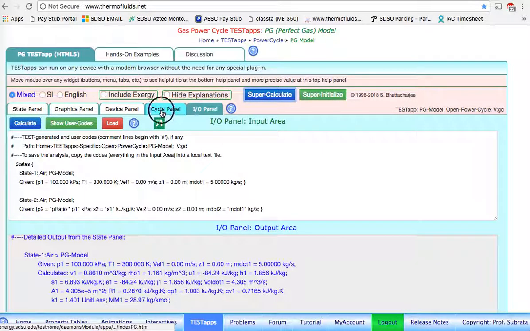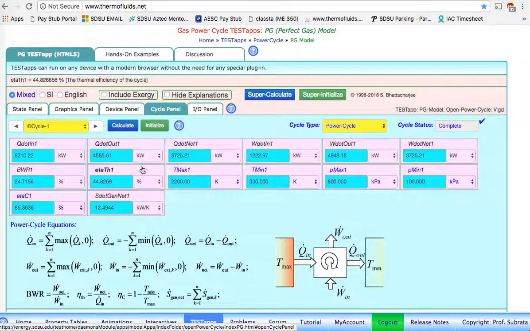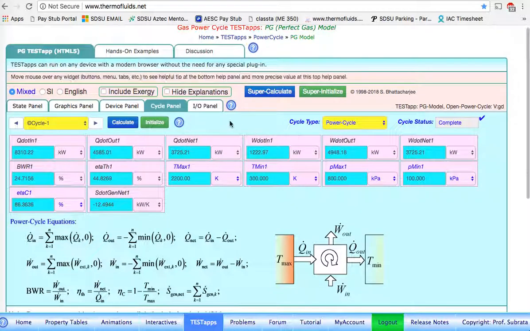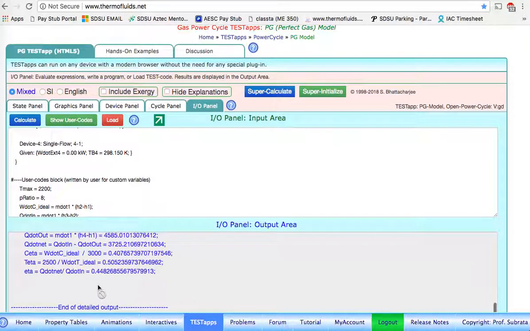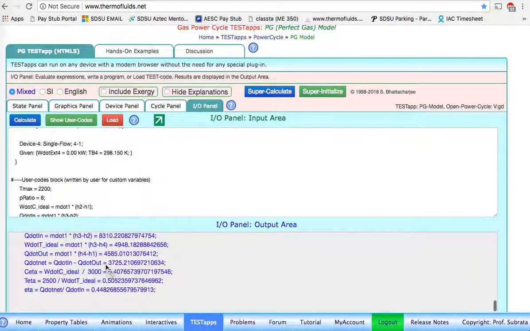We can go back to the cycle panel and see some changes in here. Thermal efficiency has decreased to 44%. Total work output has increased to 3725, where earlier it was 2000. Also, we can make sure here: 44% and total output is 37.